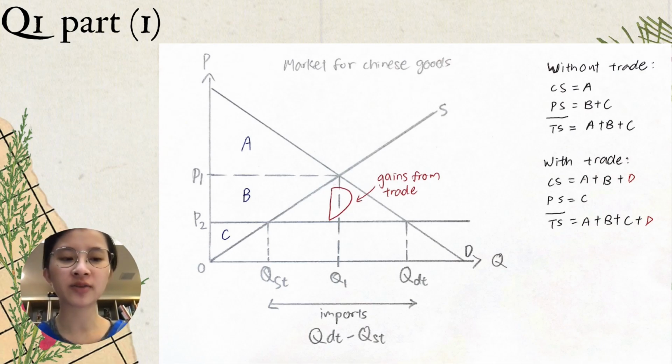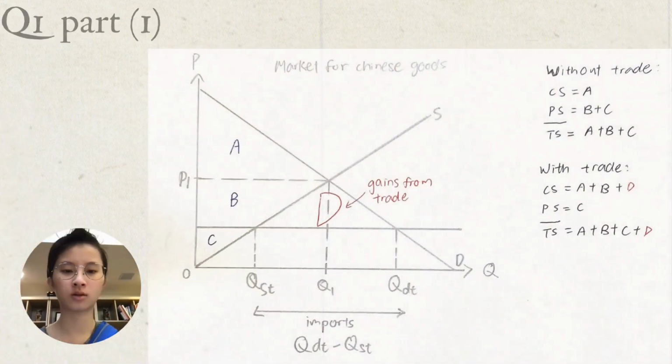However, at price P2, producers in the US were only willing to supply the amount QST, quantity supplied with trade. Therefore, the US became the importer of Chinese products of quantity QDT minus QST.